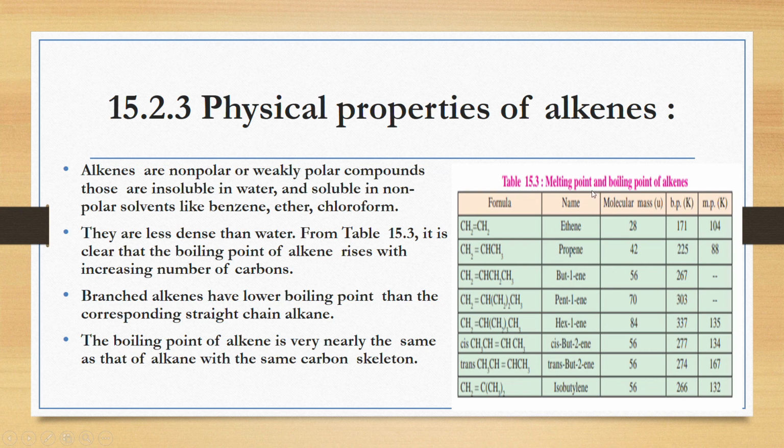melting and boiling points of alkenes, and you can see that the boiling point of alkenes rises with increase in the number of carbon atoms. Branched alkenes have lower boiling points as compared to the corresponding straight chain alkenes. The boiling point of an alkene is very nearly the same as that of an alkane with the same carbon skeleton. So these are some of the observations with respect to boiling points of alkenes, and the important physical properties of alkenes were covered over here.